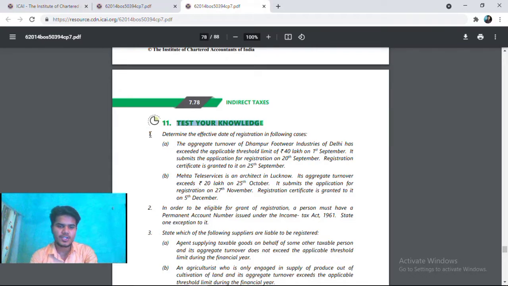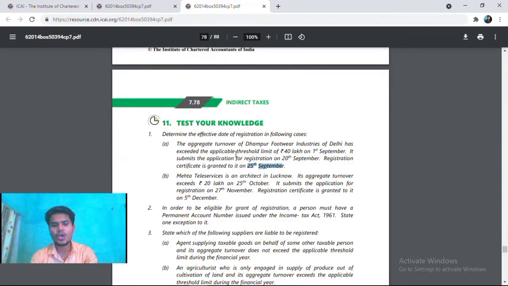So let's start with the first question: determine the effective date of registration. Two cases are given. In the first case, the aggregate turnover of Dhampur Footwear Industries of Delhi has exceeded the applicable threshold limit of 40 lakh rupees on 1st September. It submitted the application for registration on 20 September. The registration certificate is granted on 25 September.